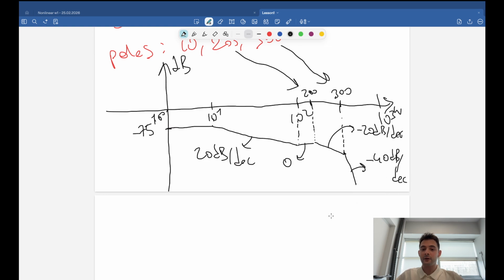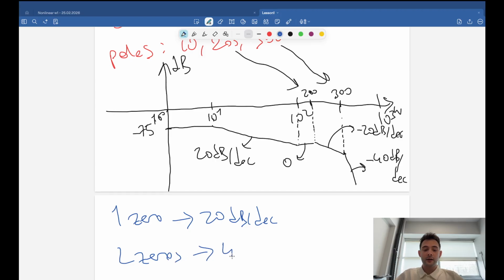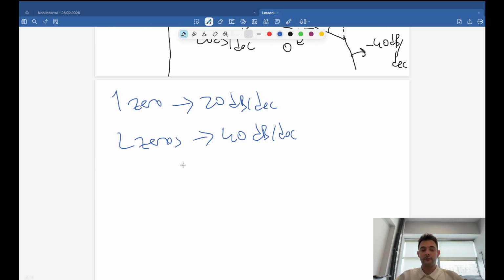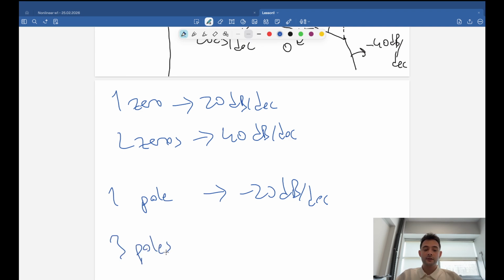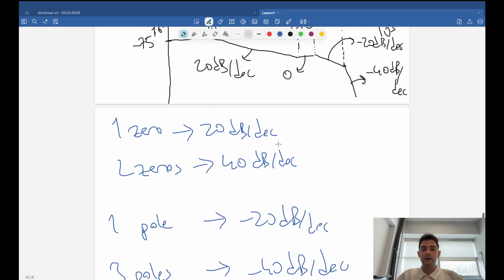So let's just formalize quickly. One 0 affects the system like 20 decibels per decade. All right, if it's 2 zeros, it's cumulative. We have 40 decibels per decade. It also works for poles. One pole, minus 20 decibels per decade. Let's say 3 poles, it will be minus 60 decibels per decade. All right, the same thing.